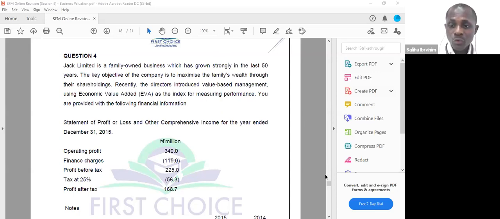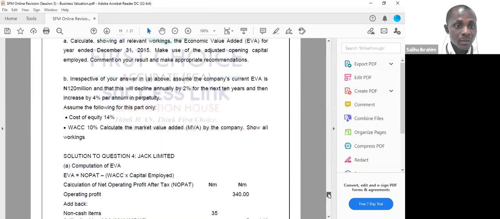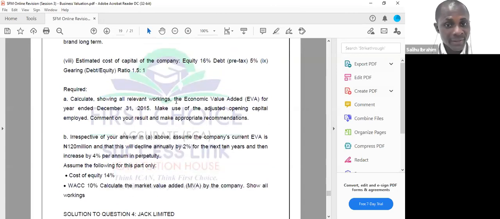Now, what are we asked to do here? Let's go and see the requirements. Required: calculate, showing all relevant workings, the economic value added (EVA) for the year ended December 31, 2015. Make use of the adjusted opening capital employed. Comment on your result and make appropriate recommendations.